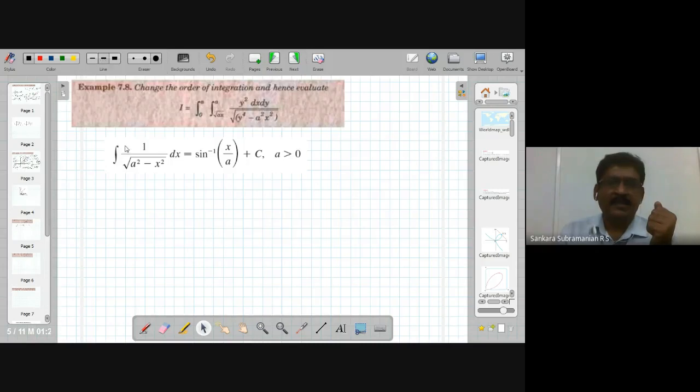Now, I think you might need this particular formula: the integral of dx by root of a square minus x square is sine inverse of x by a. If a is 1, you know the formula: 1 by root of 1 minus x square dx is sine inverse of x. But if it is a general term, a square where a is positive, then you have the formula sine inverse of x by a. All right. Now, how to do the problem?